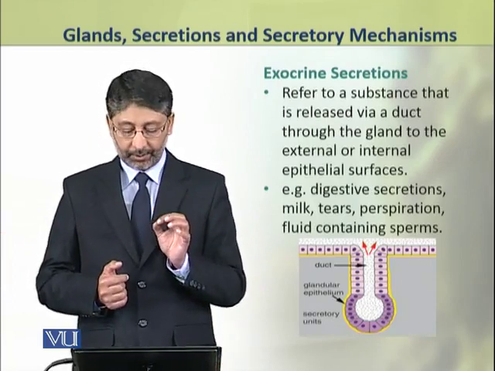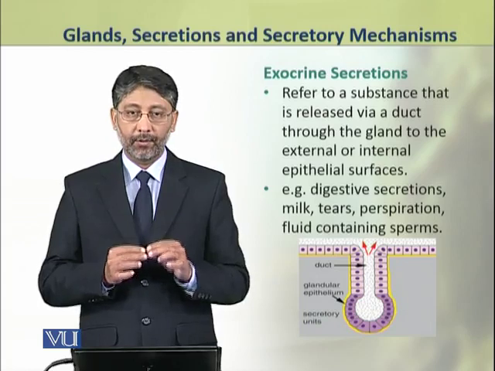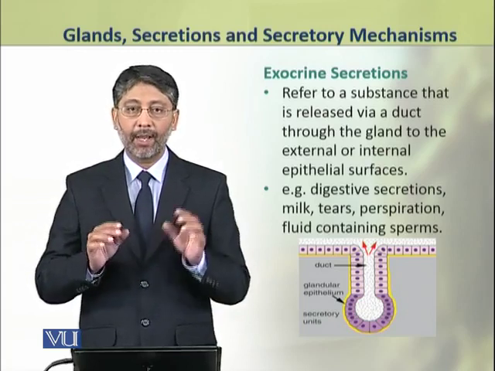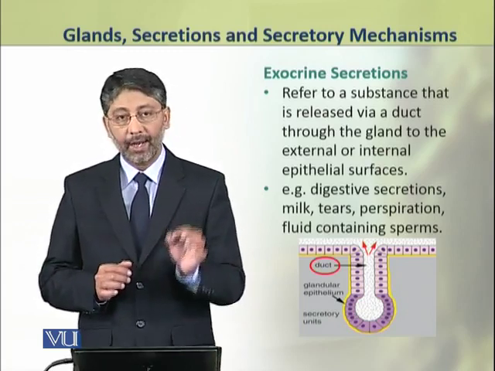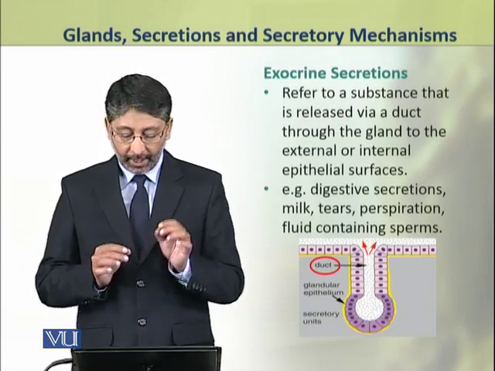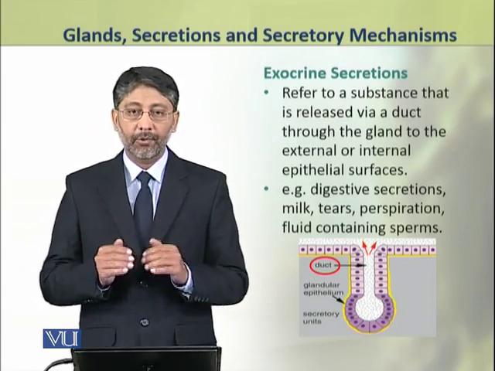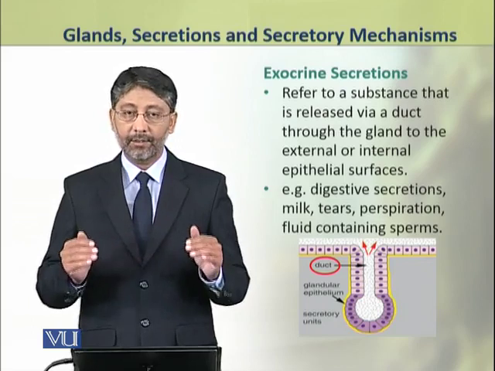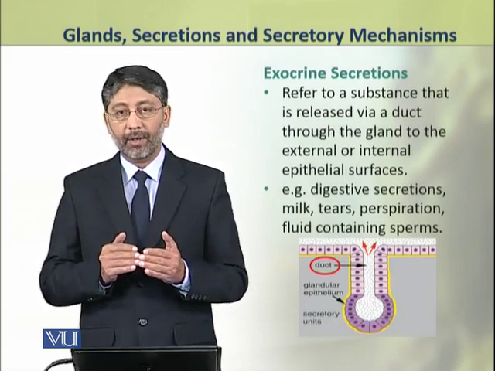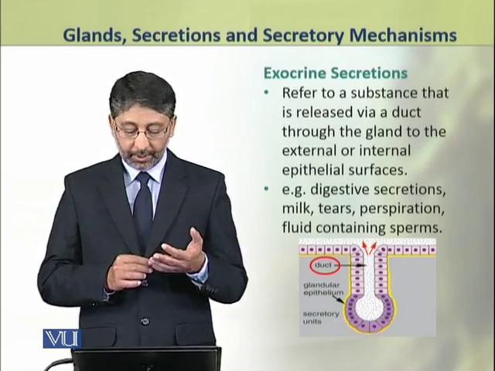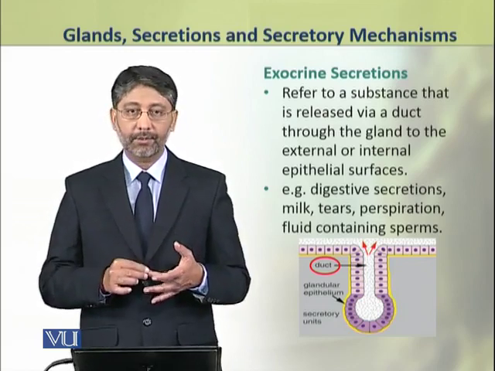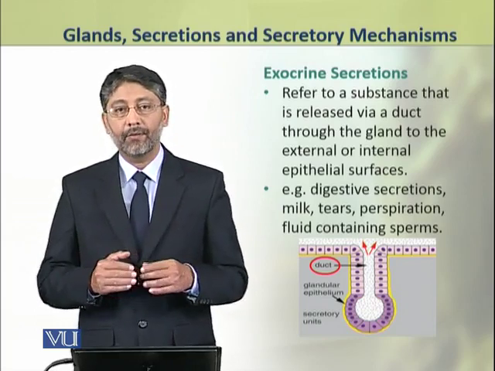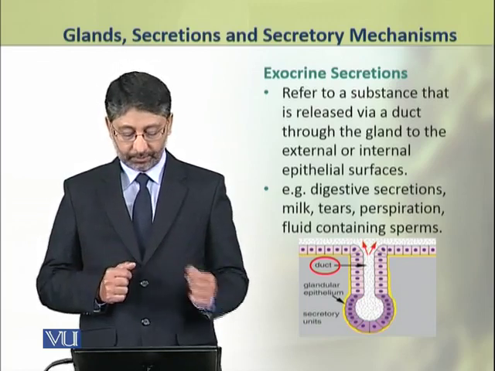The exocrine secretions are the substances which are produced by the gland and they are released from the gland by a duct. Such glands are ducted glands and the secretions are produced or released on the external epithelial surfaces. For example, digestive secretions, milk, tears, perspiration, fluids containing sperms, these are all exocrine secretions.